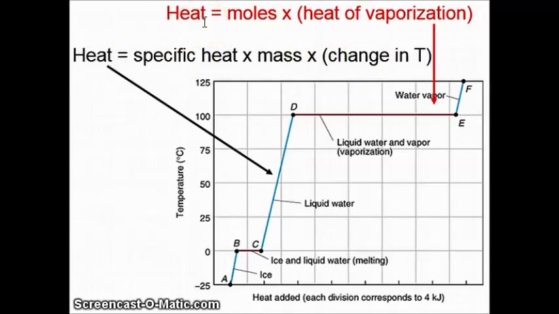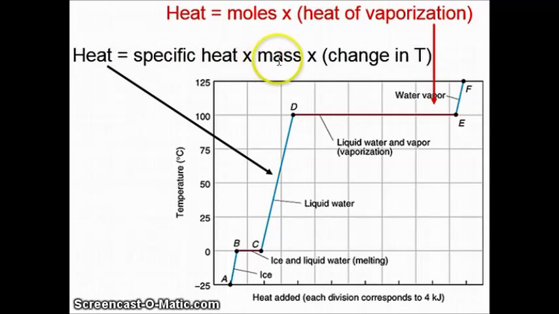So here are the equations that we're going to be using, these two different equations. The tough part is determining which one I'm going to use. Am I going to use this one here? Heat equals moles times the heat of vaporization. This could also be replaced with heat of fusion. Or is it going to be heat equals the specific heat times mass times the change in temperature?